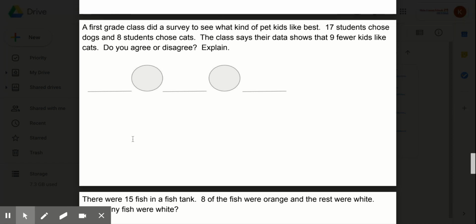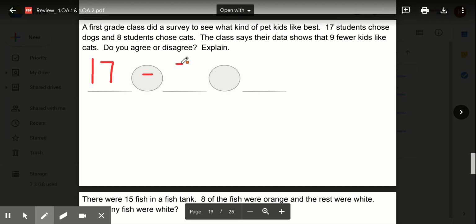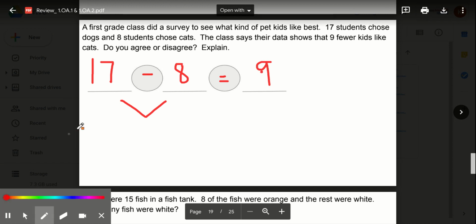A first grade class did a survey to see what kind of pets kids like best. 17 students chose dogs, and 8 students chose cats. The class says their data shows that 9 fewer kids like cats. Do you agree or disagree? So now I want you to pause the video, solve 17 minus 8, and see if you get 9. Ready? Pause. All right, I have 17 kids liking dogs.